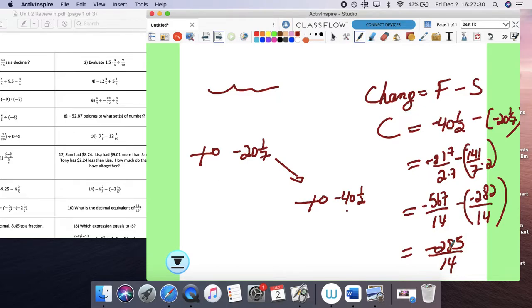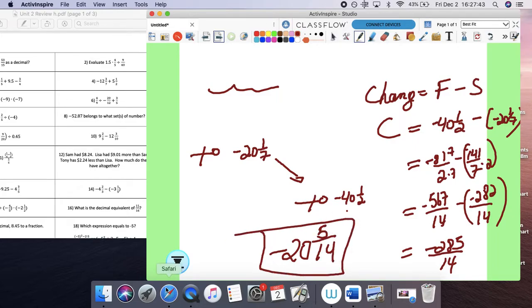285 over 14, second function, enter, and here's the final answer: negative 20 5/14.